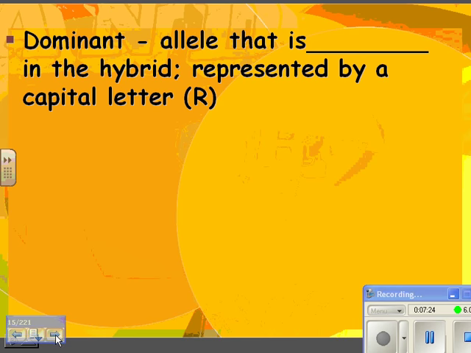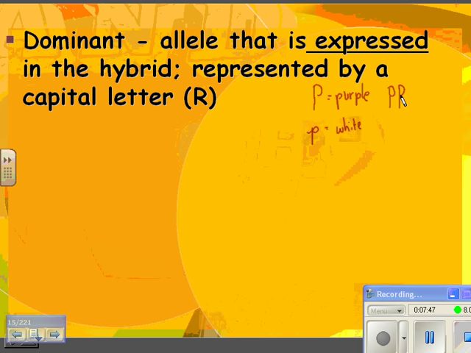Okay, dominant. These next few are kind of intuitive. This is the allele that is expressed in the hybrid. You usually represent that with a capital letter. So for example, purple would be big P, and little p would be white. If you have a plant that has a big P and a big P, you get an allele from mom and an allele from dad. So if it's big P, it would be purple. And if it's little p, it would be white.